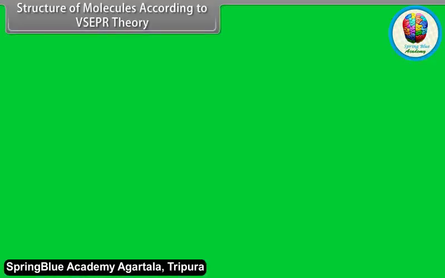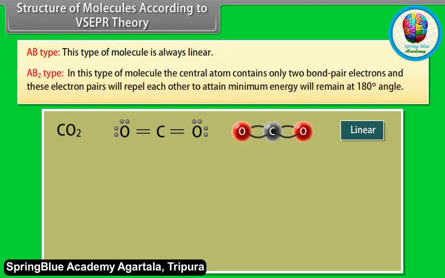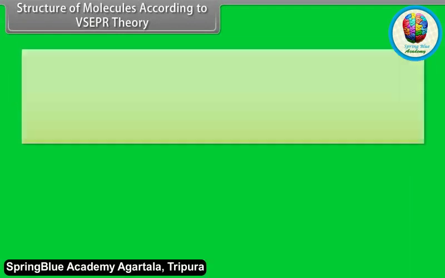Structure of molecules according to VSEPR theory. Shape of some simple molecules are AB type. This type of molecule is always linear. AB2 type. In this type of molecule, the central atom contains only two bond pair electrons, and these electron pairs will repel each other to attain minimum energy, and will remain at 180 degree angle.